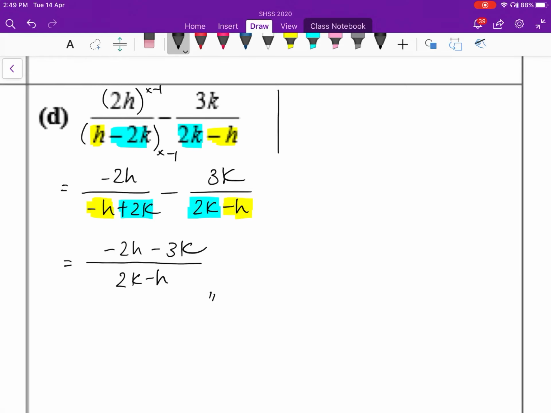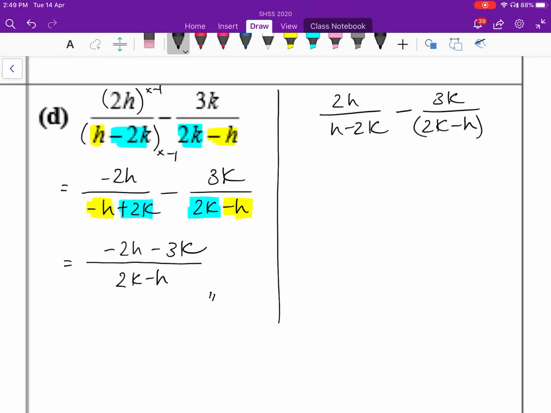Now, there's another way to do it. You might be asking, can I multiply by negative 1 on the right side instead? You sure can do that. Let me demonstrate to you. This is the question. Now I'm going to multiply by negative 1 here and multiply by negative 1 here. Then I'll get 2h over h minus 2k minus minus 3k over minus 2k plus h.